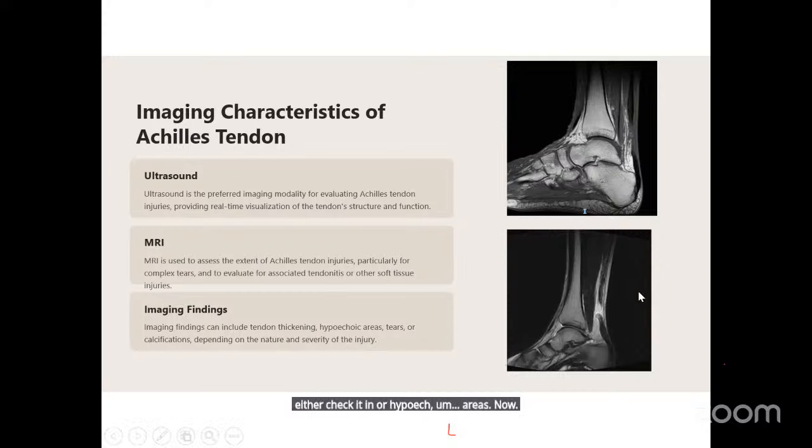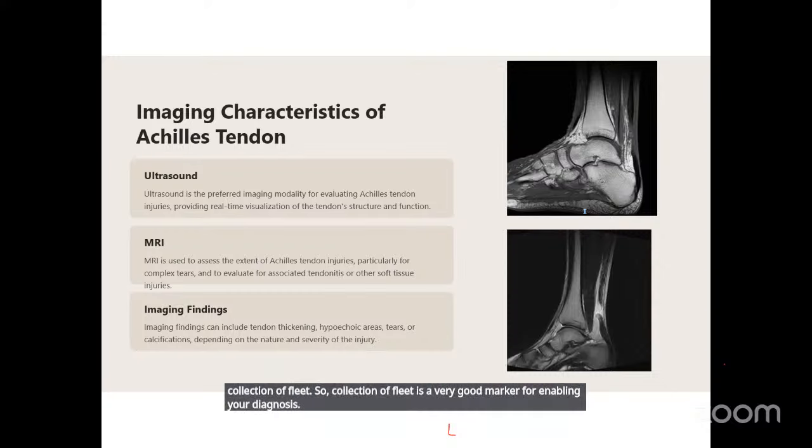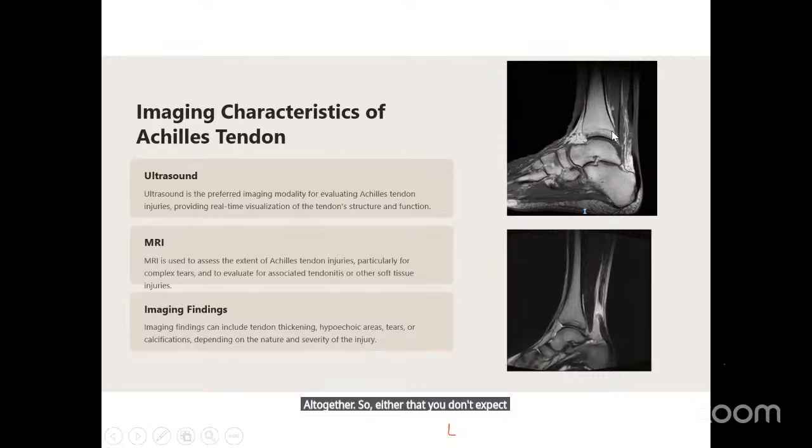Now look at it. That's a tendon. What can you say about this? No comment? Achilles tendon rupture. Yes, there's a discontinuity. Look at this, this is evidence of fluid collection. Once there is a rupture, there is collection of fluid. So collection of fluid is a very good marker in helping your diagnosis. Are we together? An area where you don't expect fluid, you will see fluid with it substantially. Then you begin to suspect an abnormality.